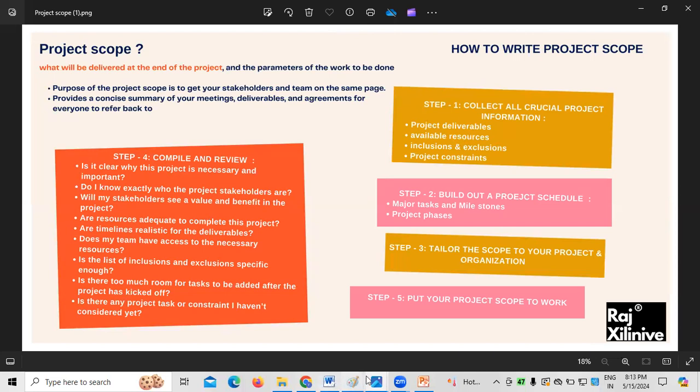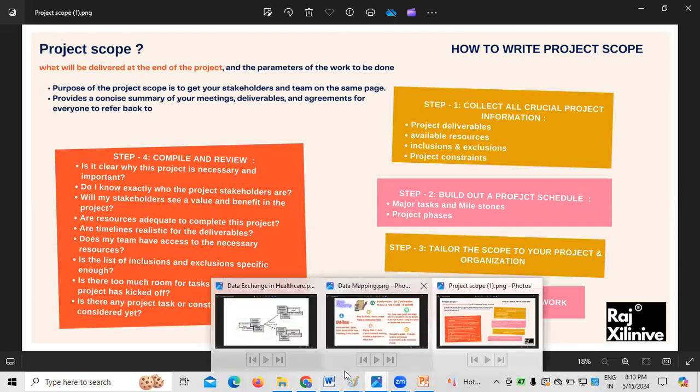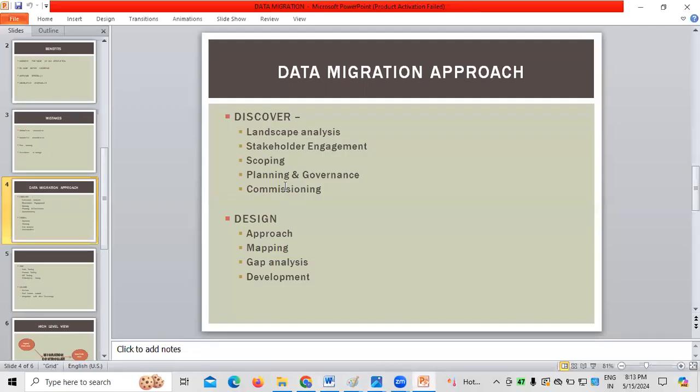Whatever kind of project you are going to work on, this is something essentially important which you have to do. This is what we call scoping. Next, planning and governance. You know that, right? So project planning, governance structure, etc. Next, commissioning. Commissioning means how this can be done, because there is some X amount of commissioning involved in it. So what the commissioning percentage will be is something we have to know.